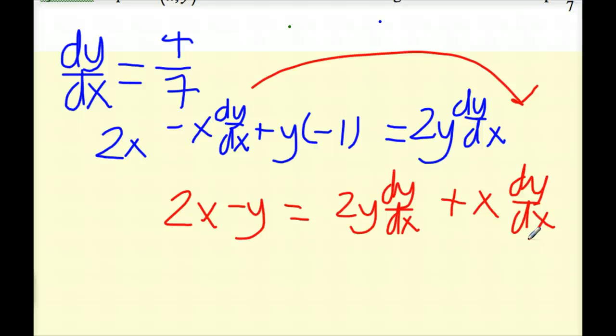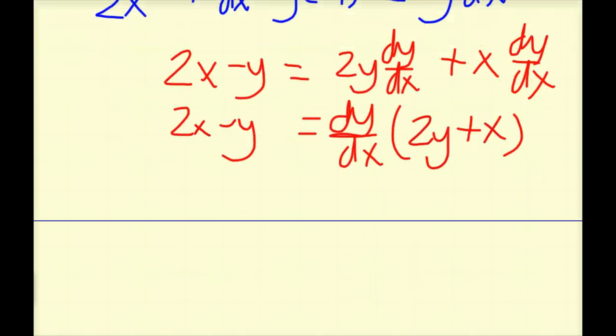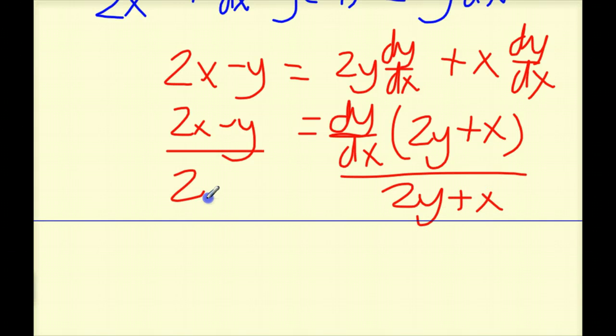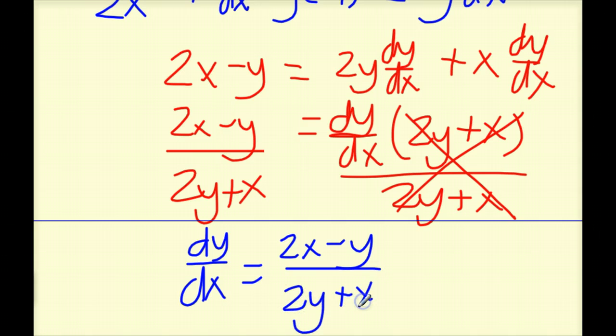And so what I'm going to do is I'm going to factor out my dy/dx, and I get 2y plus x, and this side stays the same. So now to get my dy/dx by itself, I divide by 2y plus x, divide by 2y plus x, this cancels out, and so our dy/dx is equal to 2x minus y divided by 2y plus x. Yes?